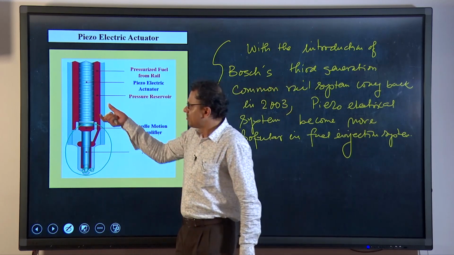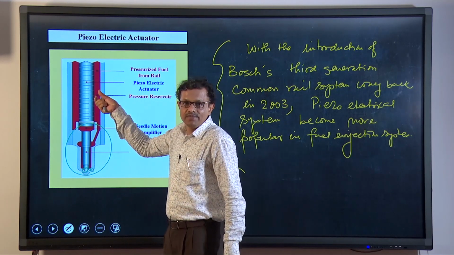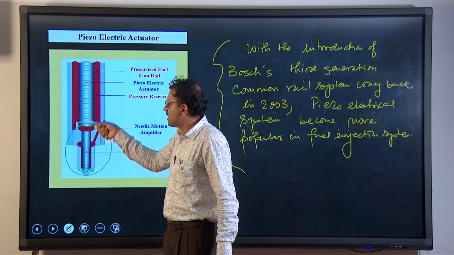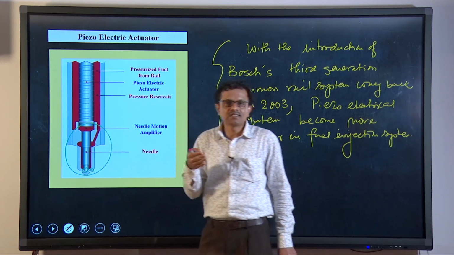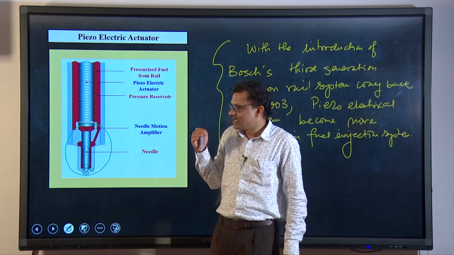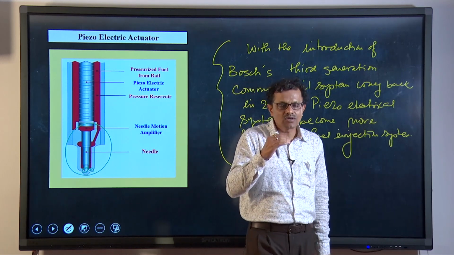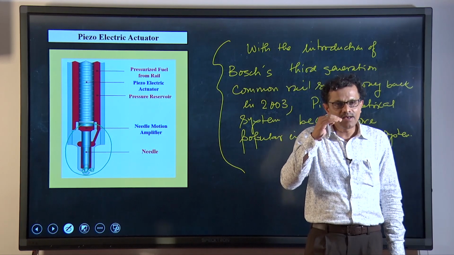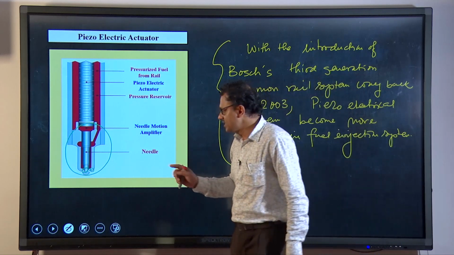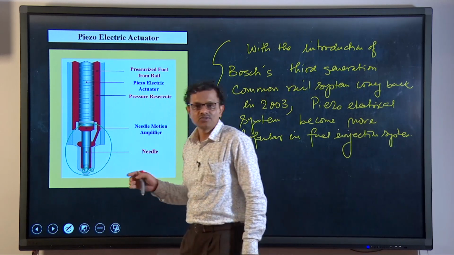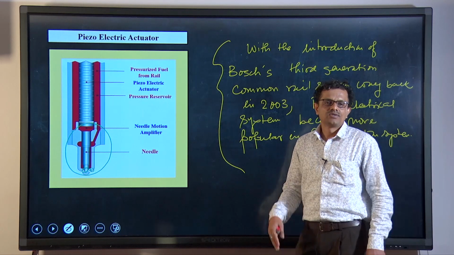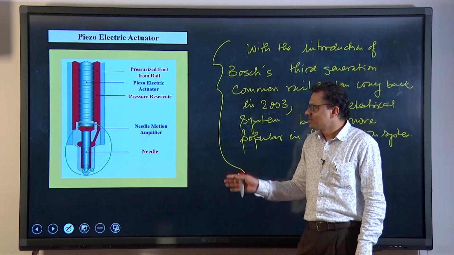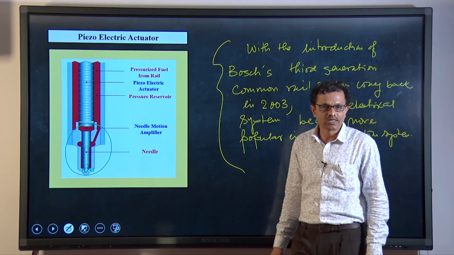So, by passing the current or tuning the magnitude of current, we can have linear movement of the needle as the crystals are expanding. This expansion will create some thrust or force on the needle, giving it downward movement, which in turn will allow the opening area through which fuel will flow, and we can control the fuel to be introduced in the engine cylinder. So, this is how this particular system works.